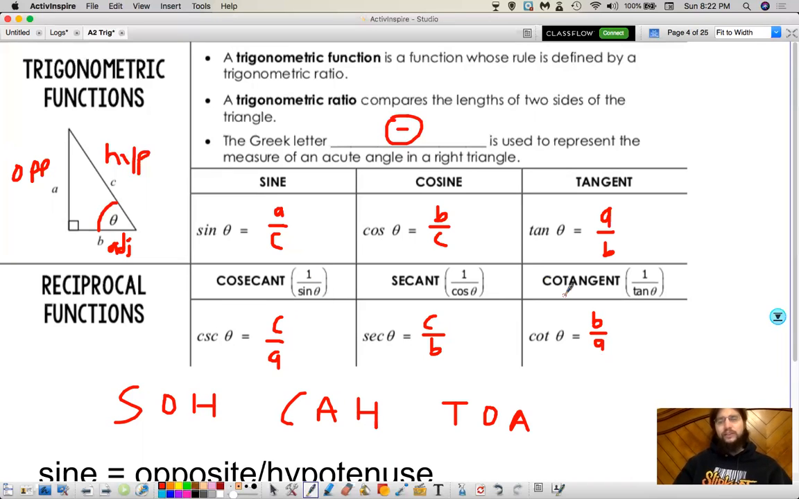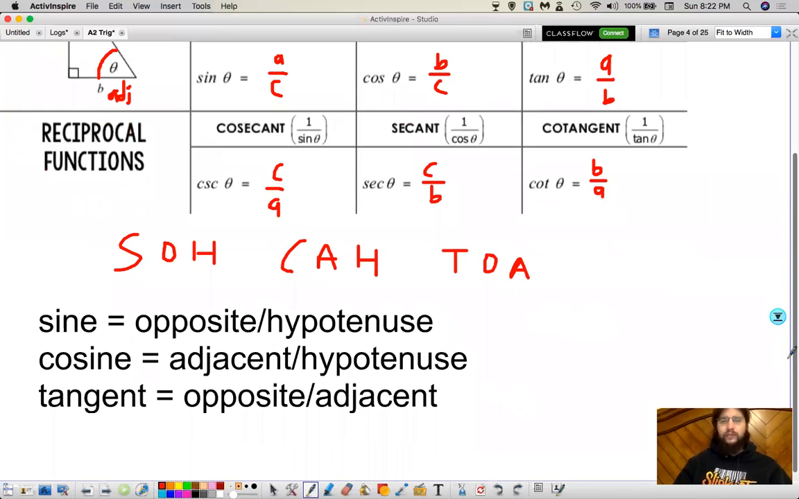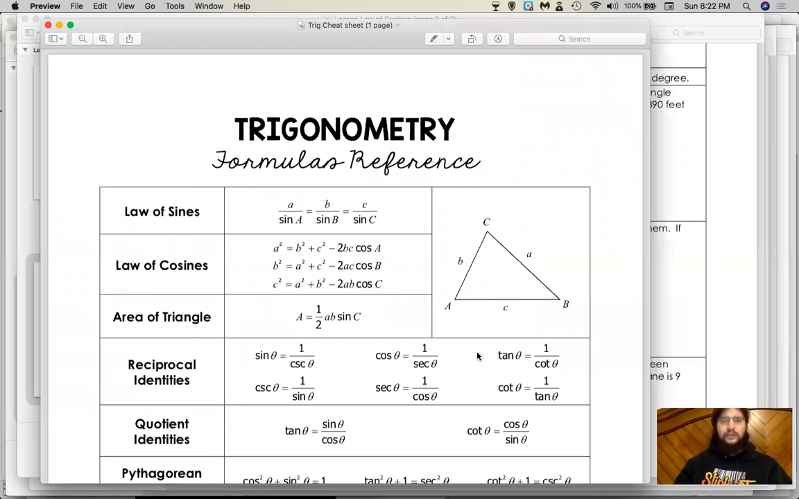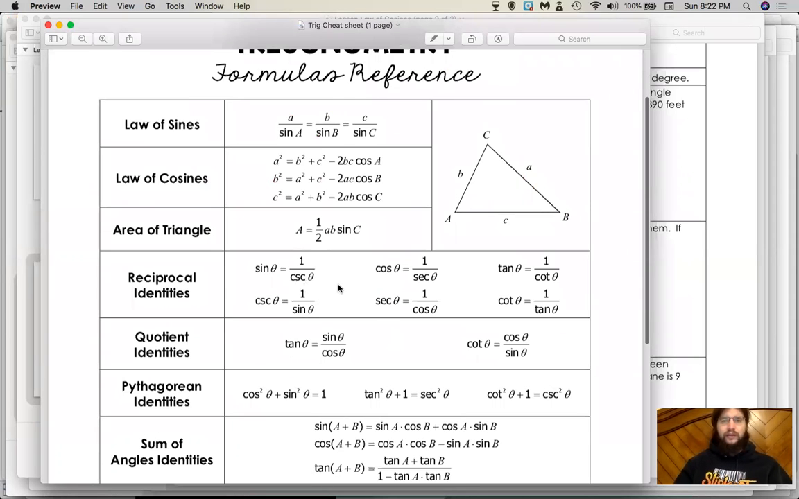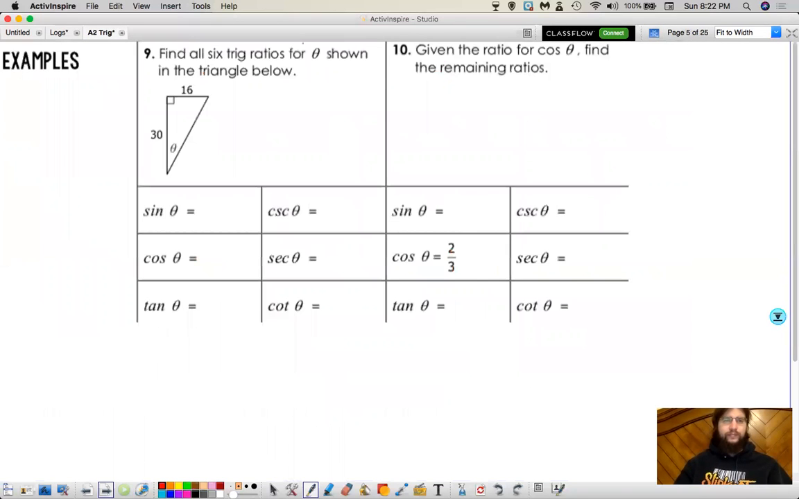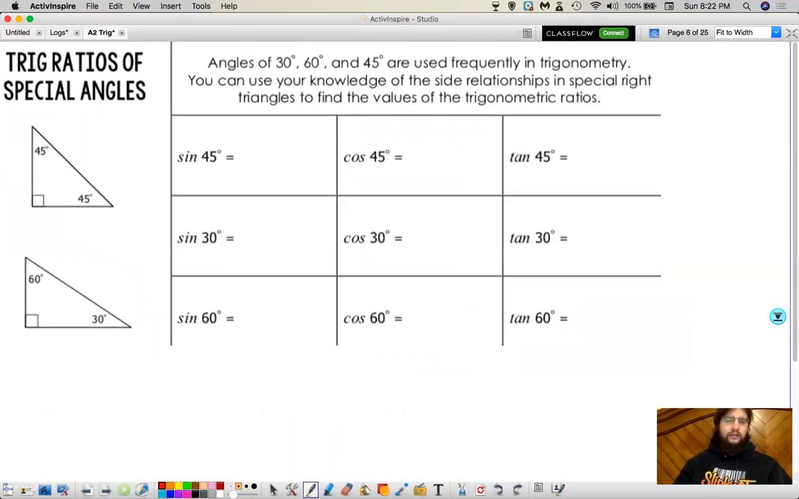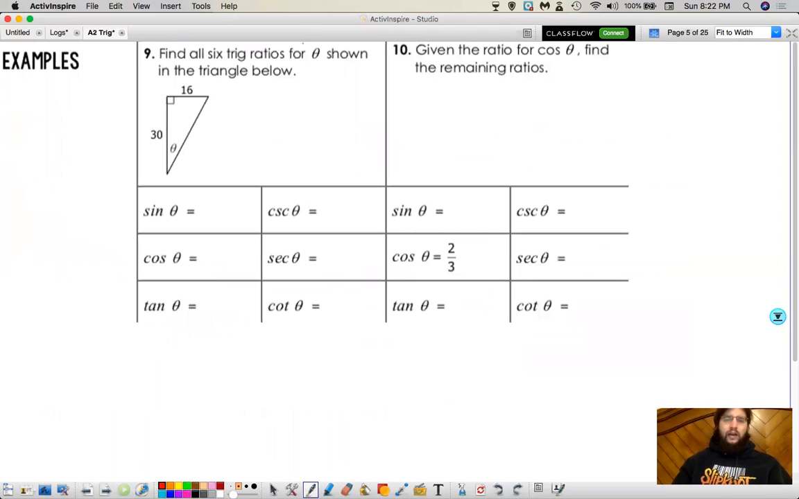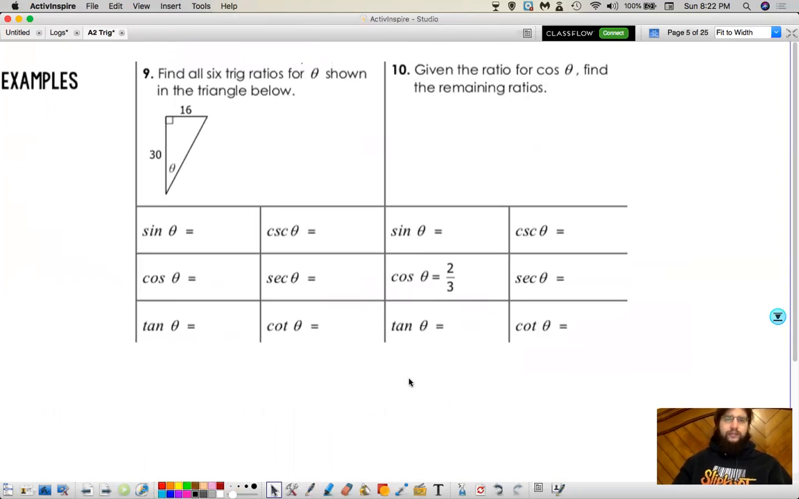So these are the 6 trig functions we'll be dealing with. Make sure you know how they're related. You do have your cheat sheet here that has them on there under reciprocal identities. Anyway. So let's take a look here.